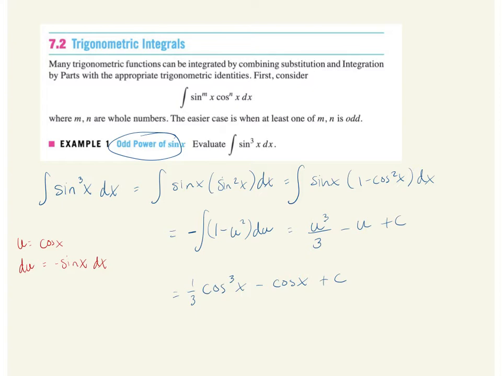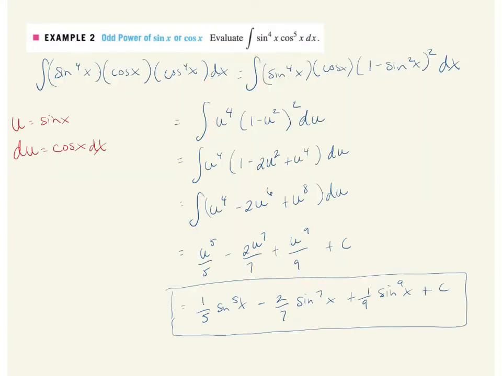By allowing us to do that, we can name our u cosine x. Du then becomes negative sine x dx. So this became a simple substitution integral once we have rewritten in the beginning work. Okay. So my rewritten integral is negative integral of 1 minus u squared du, which integrates to u cubed over 3 minus u plus c. Resubstitute for u, 1/3 cosine cubed x minus cosine x plus c. So that works for odd powers of sine as well as odd powers of cosine.